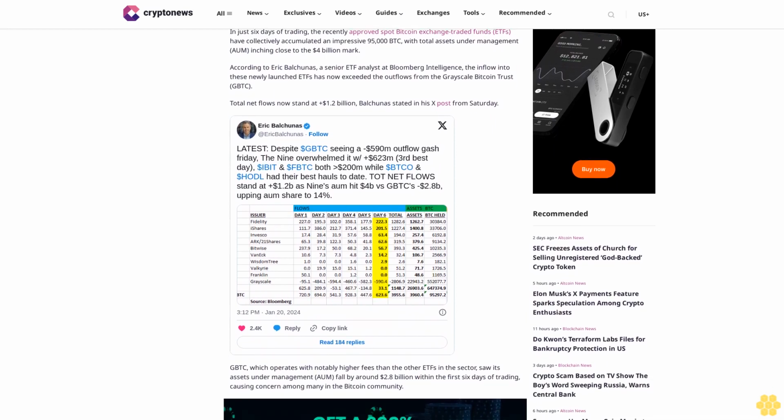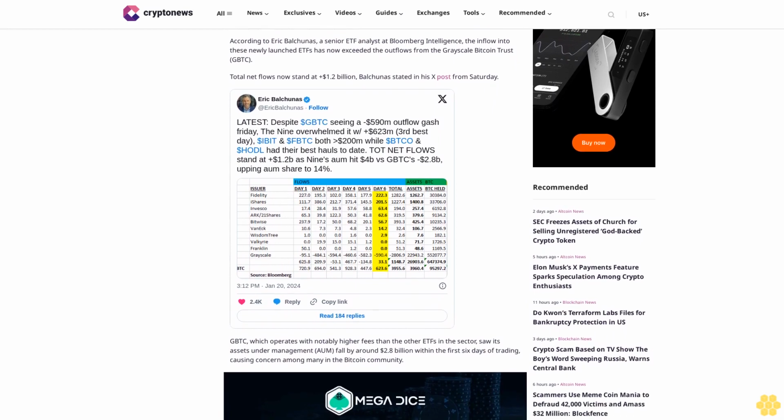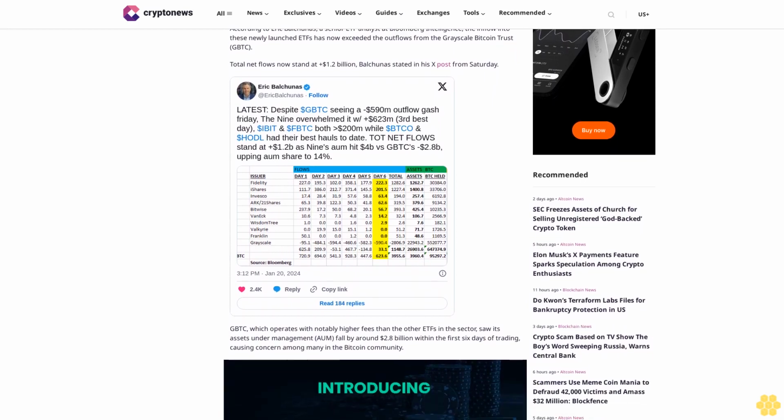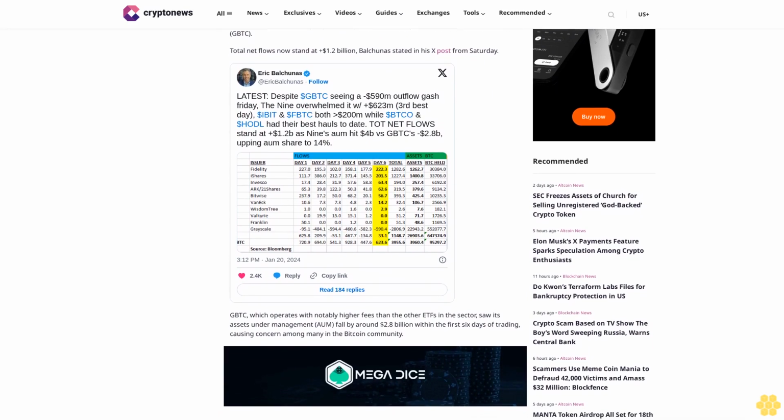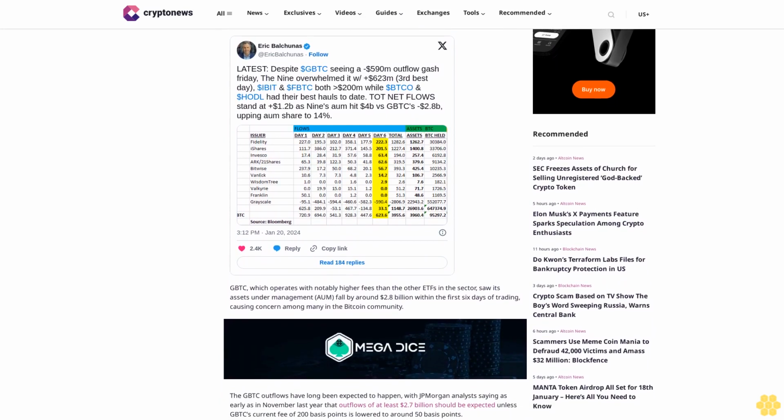In his ex-post from Saturday, GBTC, which operates with notably higher fees than the other ETFs in the sector, saw its assets under management, AUM, fall by around $2.8 billion within the first 6 days of trading, causing concern among many in the Bitcoin community.